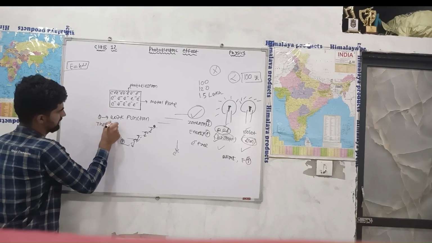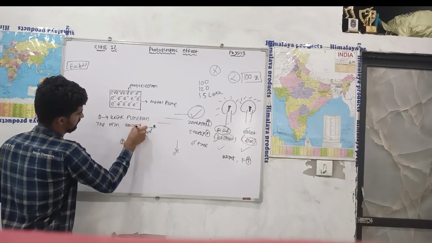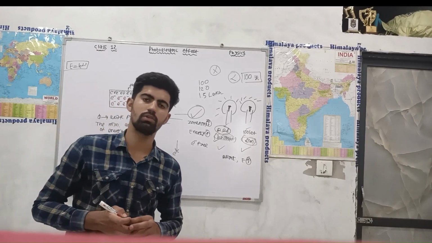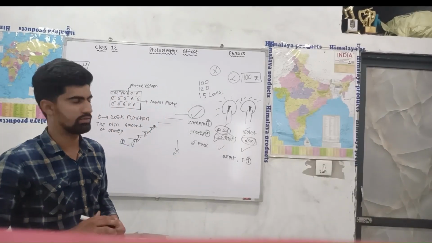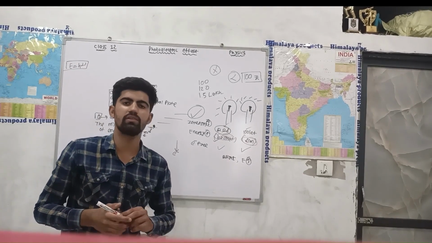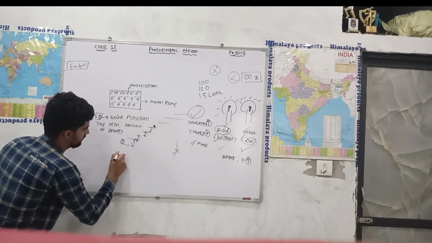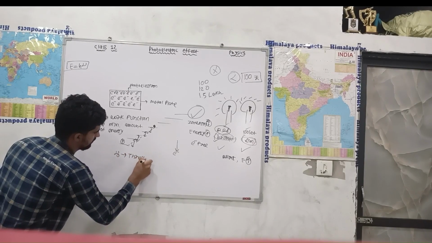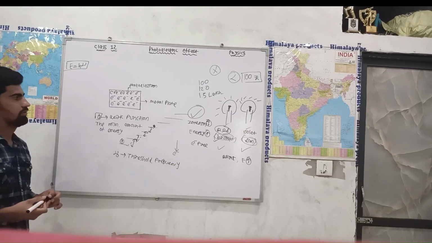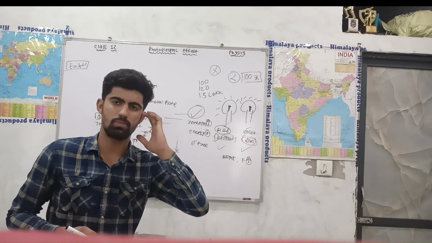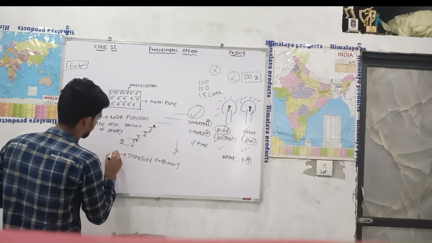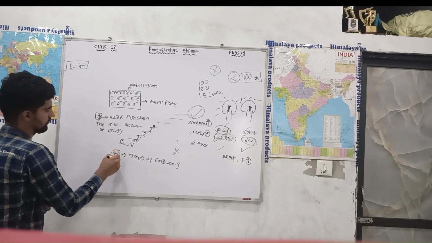The minimum amount of energy which is required to free the electron from the surface is the work function. The frequency we need to free the electron from the surface is called the threshold frequency. So this is the experimental part: how electrons are freed from the metal surface, what is the work function, and what is the threshold frequency.